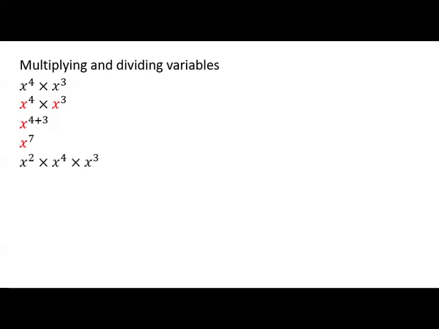Similarly here, the variable is x. You will keep the variable and add the exponent, which will be 2 plus 4 plus 3. And that gives you 9. So when you multiply the variables that are the same, you keep the variable and just add the exponent.